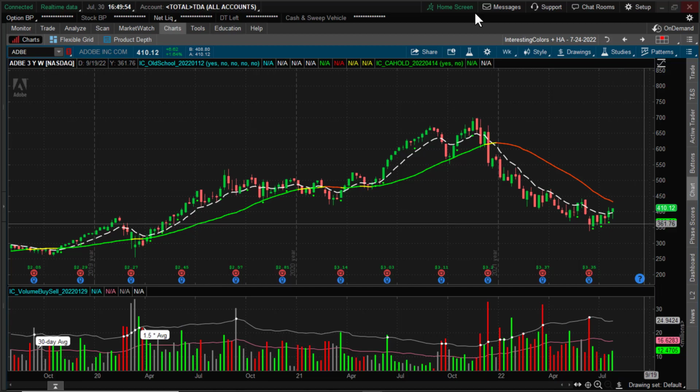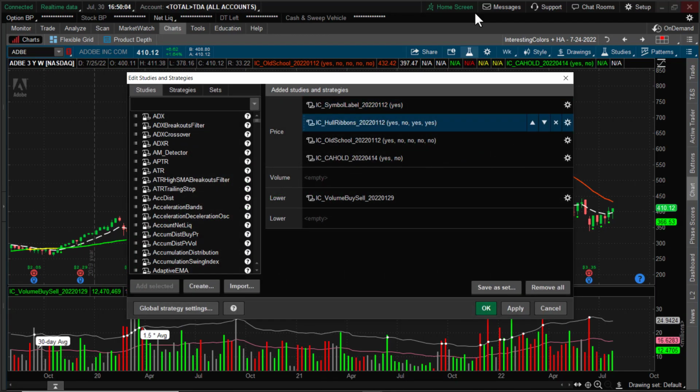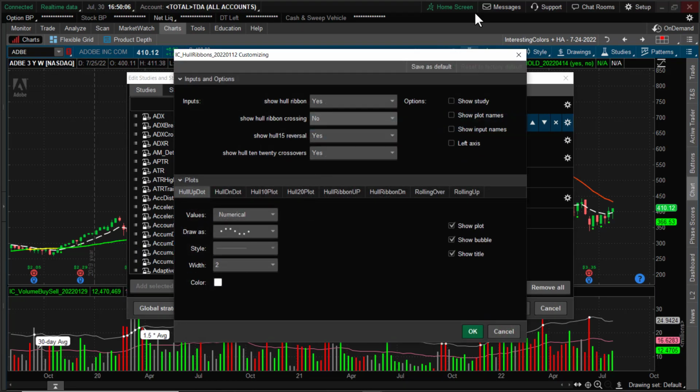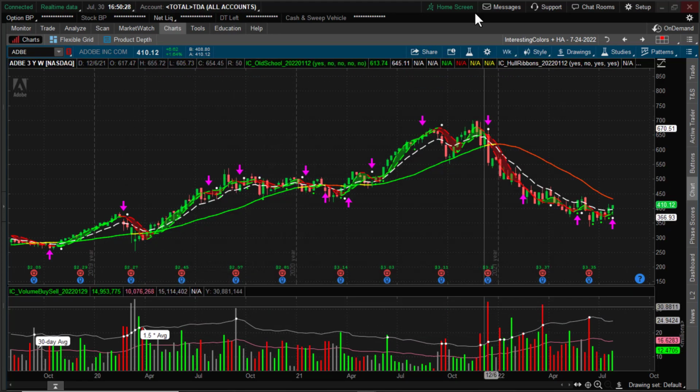So one more thing I wanted to bring up that I've also done, and this was mentioned by James Boyd, and I'm going to show the whole ribbons, and I'm going to turn on the study, actually. So show the ribbons, check. Don't show crossing. Show whole 15 reversals, check. Show 10-20 crossovers, check. Okay, so we're going to see all of that stuff in one shot.